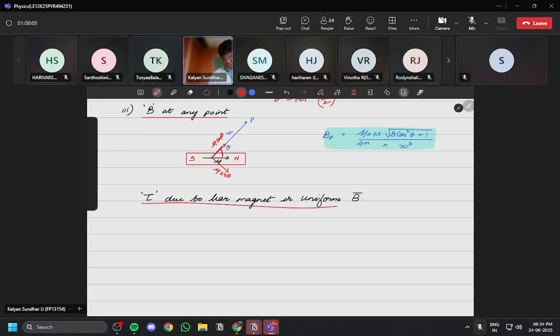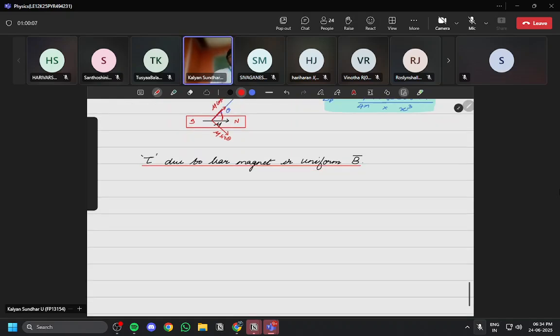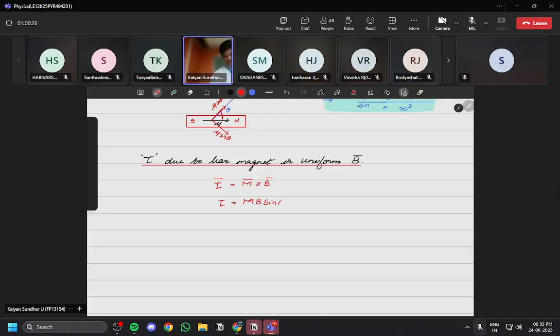The next one is about torque due to a bar magnet inside a uniform magnetic field. What are the expressions? Anyone? Tau is equal to m cross b. So tau will be equal to the m vector cross b vector. Correct? Removing the cross product, we can write it as mb sin theta.